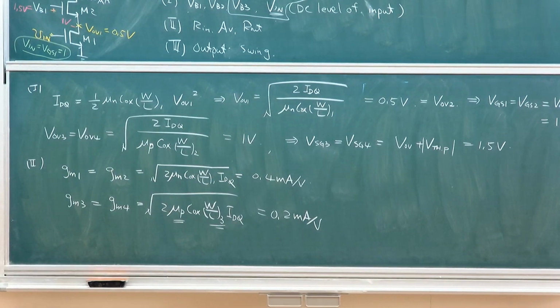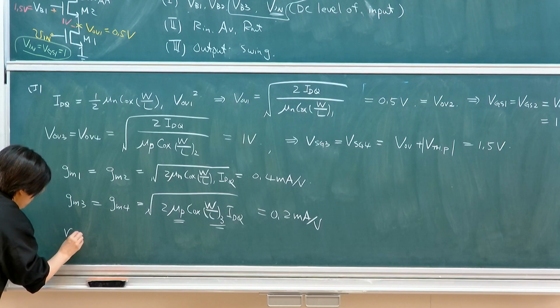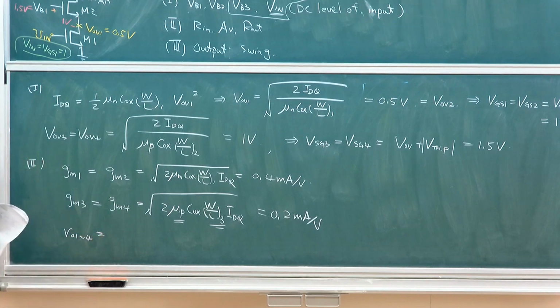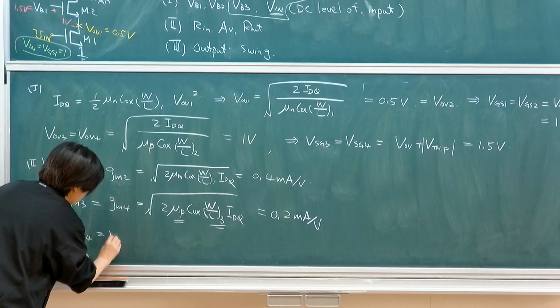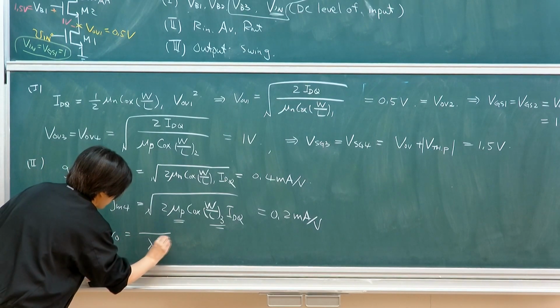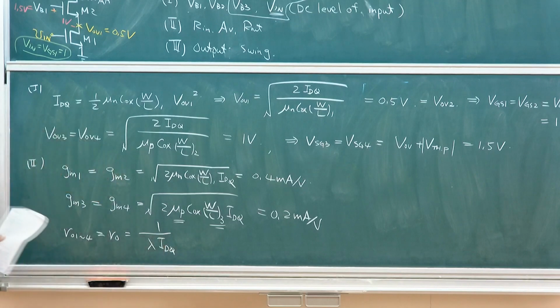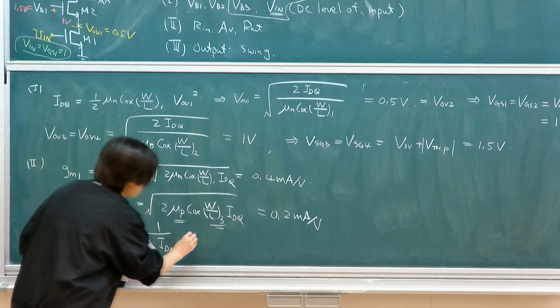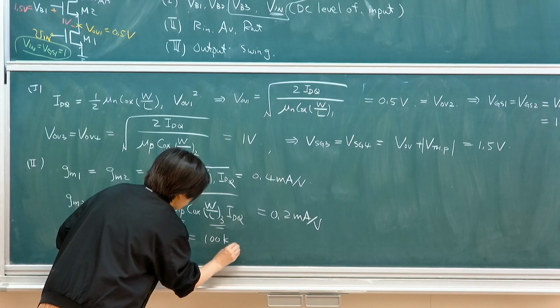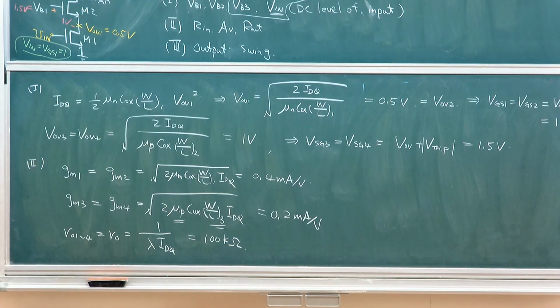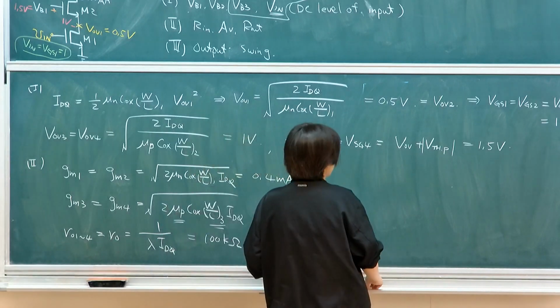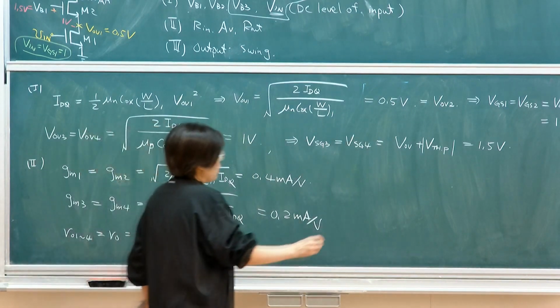Okay? So once we get this, to get our final results, we also need the output resistance. We know that RO1 to RO4 are the same because it's the same branch of current, the same lambda. RO equals 1 over lambda IDQ. Because lambda n equals lambda p, this will give me 100 k ohm. All of them have the same current and the same lambda, so the same output resistance. So to find Rin, there's no discussion. Let me just write it down.